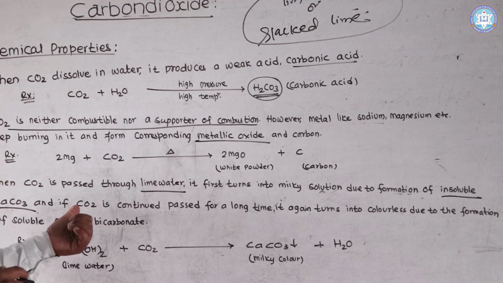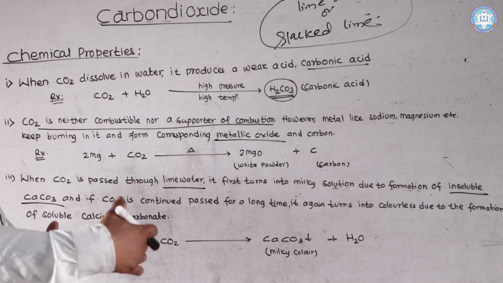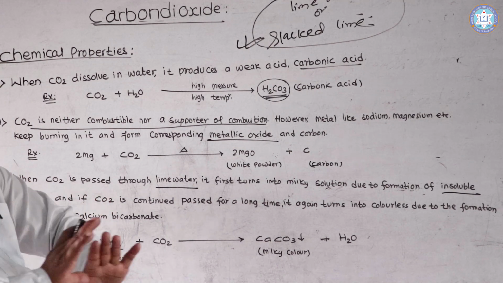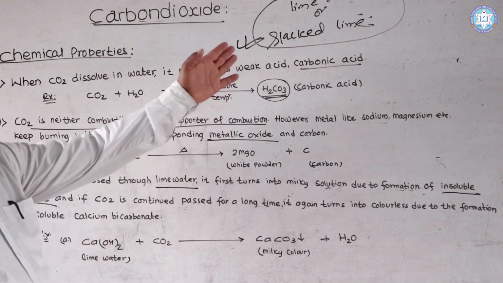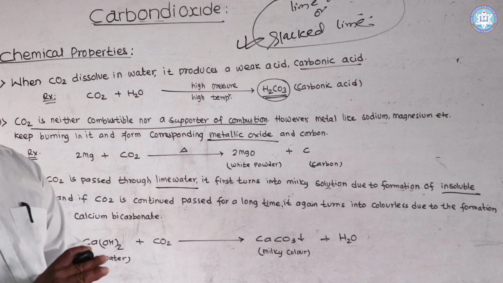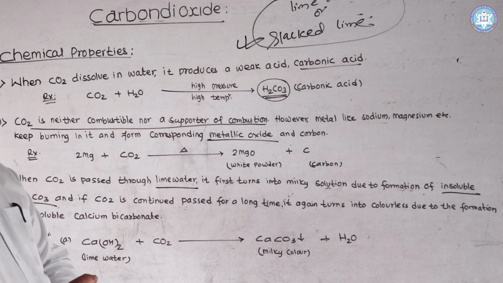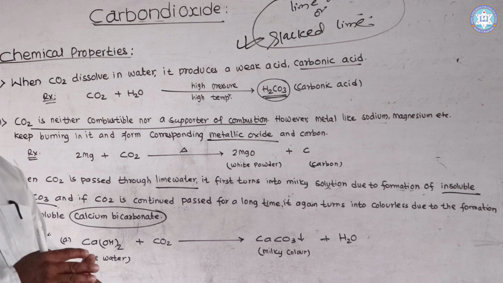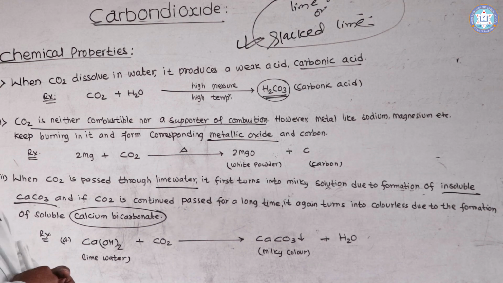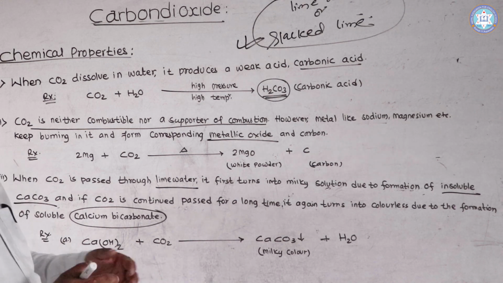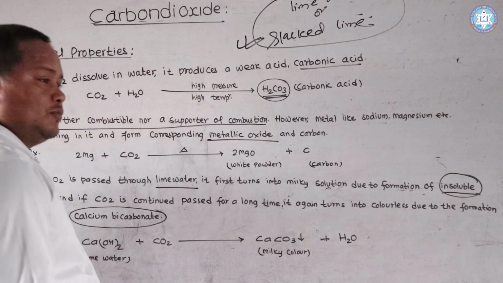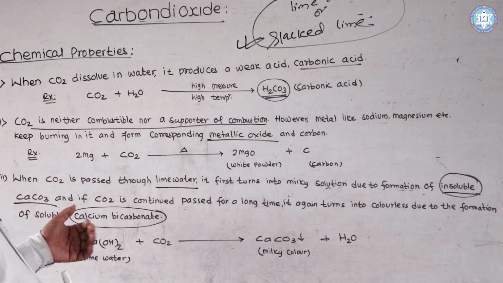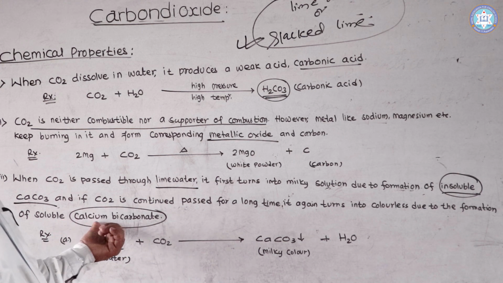But if carbon dioxide gas is continuously passed through this compound, after some time what happens? This milky color changes into colorless, like water. It is due to the formation of another compound called calcium bicarbonate, which has the property of dissolving in the solution. Previously an insoluble compound is formed, so the milky color is seen, but later on this color is lost due to the soluble calcium bicarbonate.